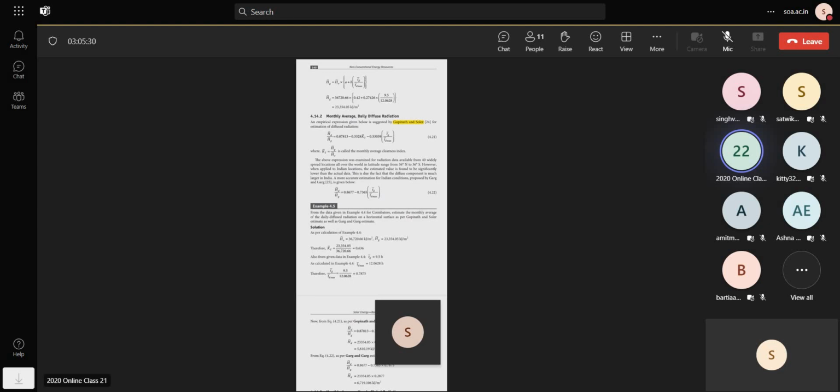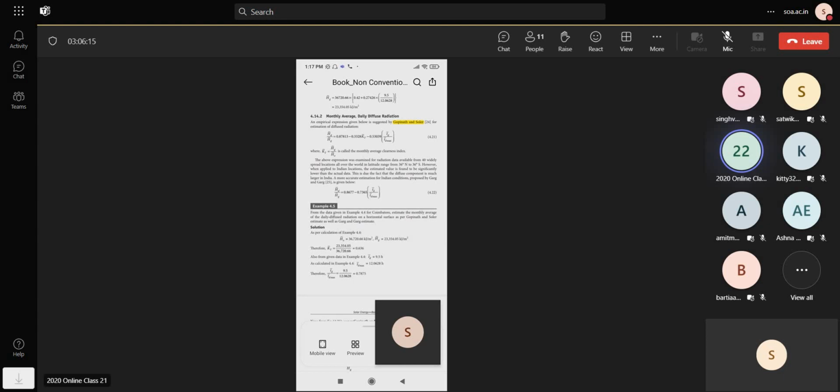I have already told you diffuse radiation means the radiation that is absorbed by the ozone layer and by dust particles. Similar to the previous example, from the data given in example 4.4, in the previous class we calculated Hg bar and H0 bar, and for the same location we have to estimate the monthly average of daily diffuse radiation. The question is to estimate the monthly average of daily diffuse radiation on a horizontal surface as per the Gopinathan solar formula as well as the Garg and Garg estimates.